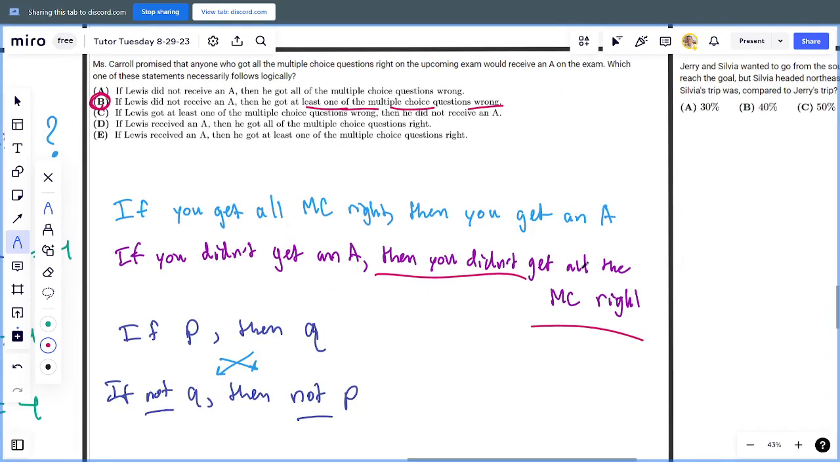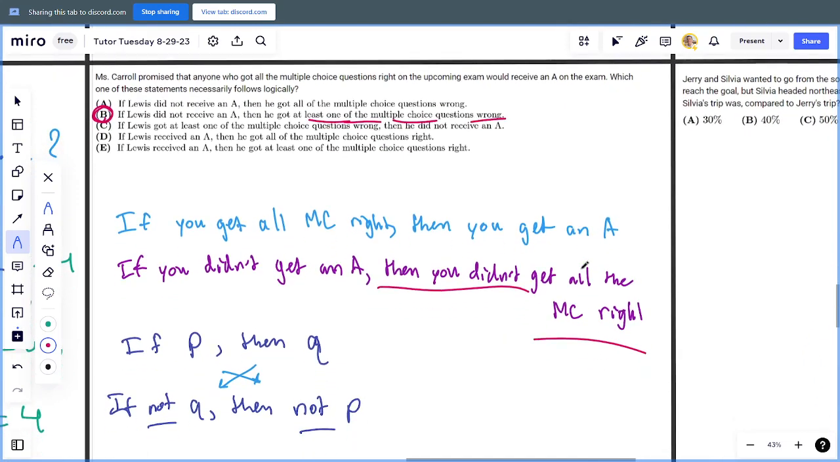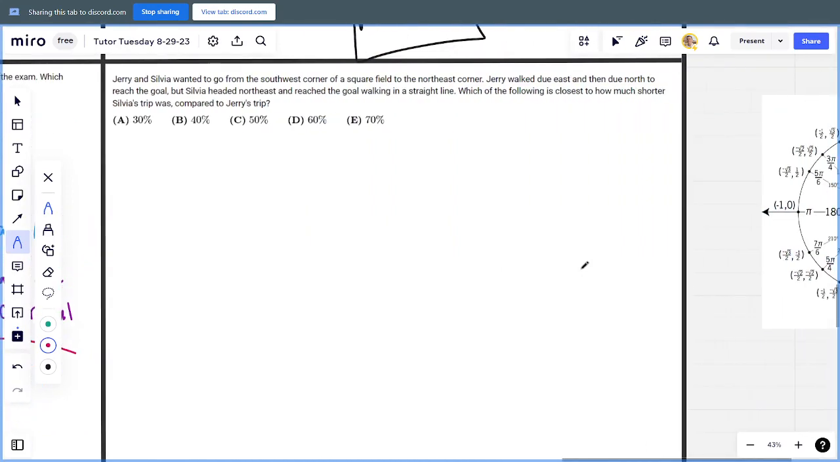Yeah, these logic puzzles can be kind of tricky sometimes, but I think this was a good example. Not too difficult, not too easy.